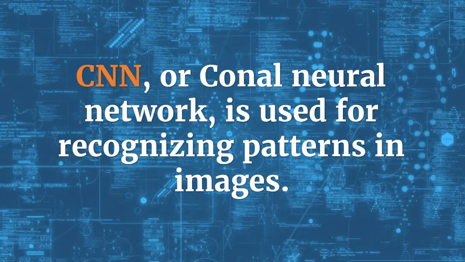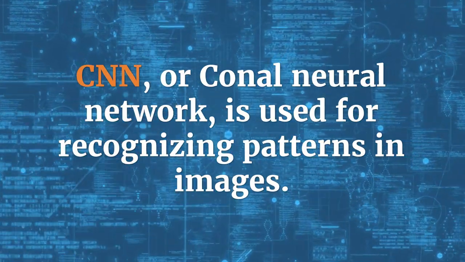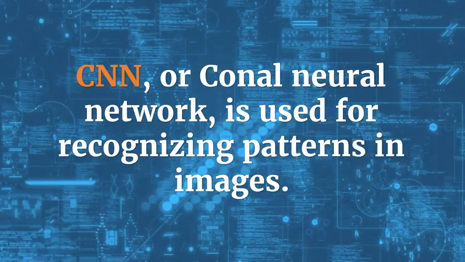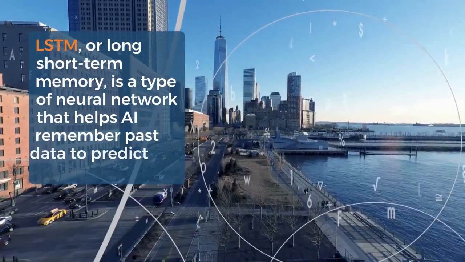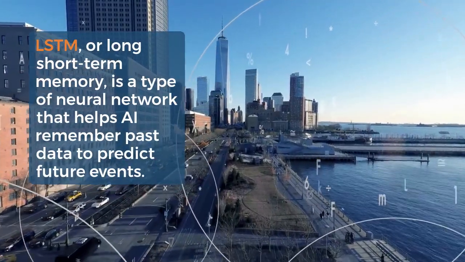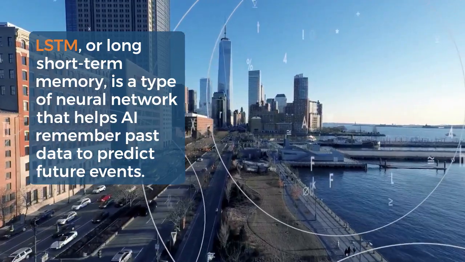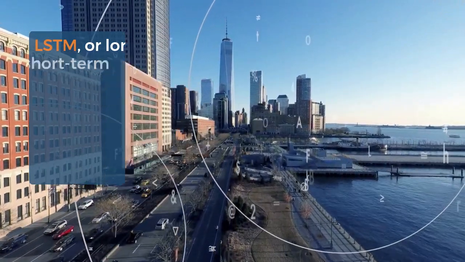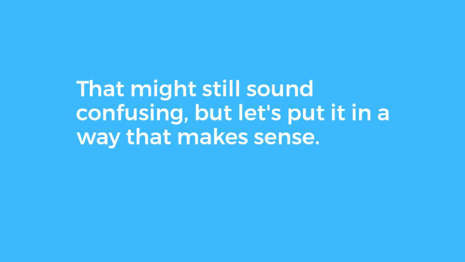CNN, or Convolutional Neural Network, is used for recognizing patterns in images. LSTM, or long short-term memory, is a type of neural network that helps AI remember past data to predict future events. That might still sound confusing, but let's put it in a way that makes sense.